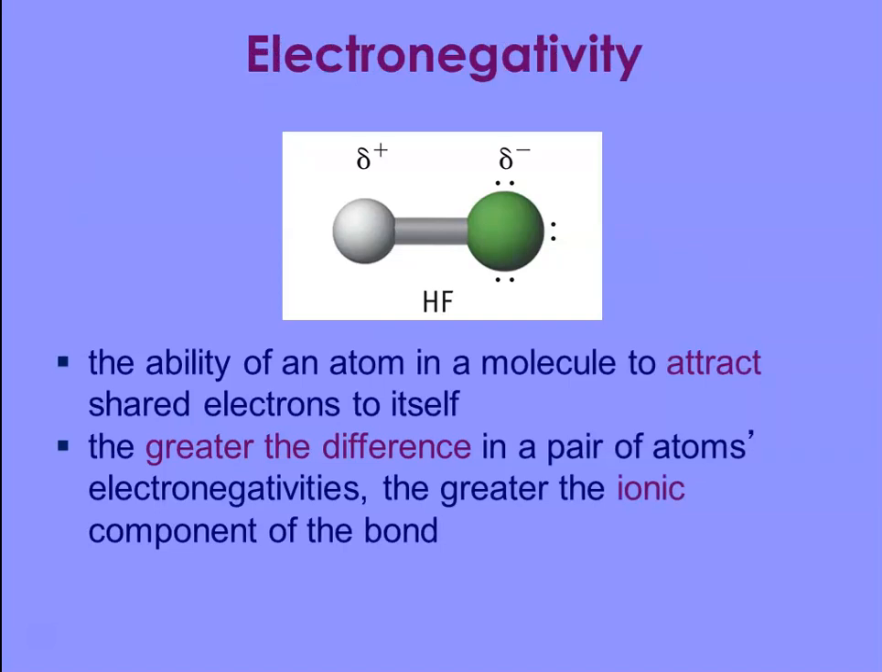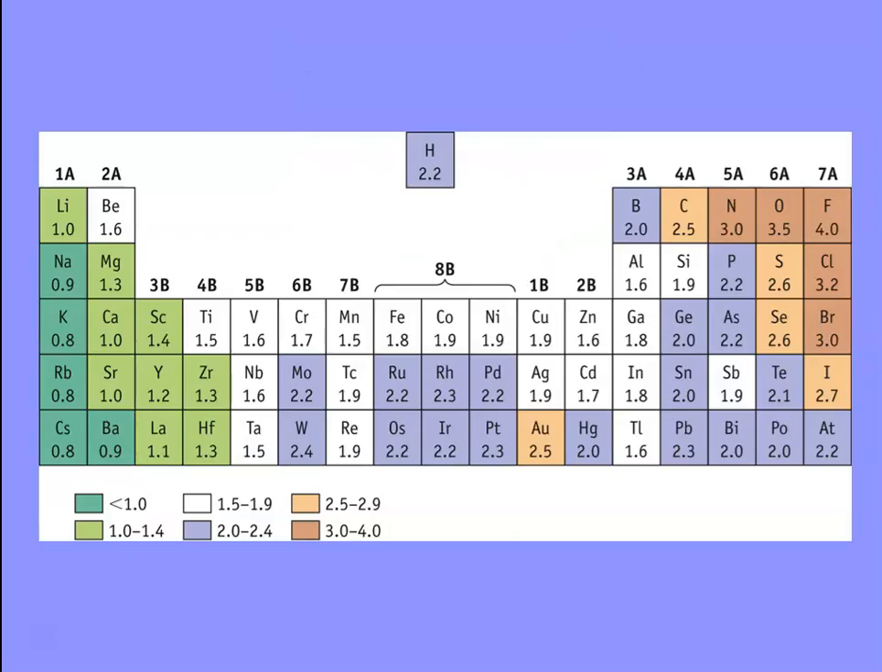Electronegativity is one way to assess this. Basically, it's the ability of an atom present in a molecule to attract a pair of electrons to itself. The bigger the difference is in electronegativity values between elements in a bond, the greater that ionic component is, the more polar your bond will be.